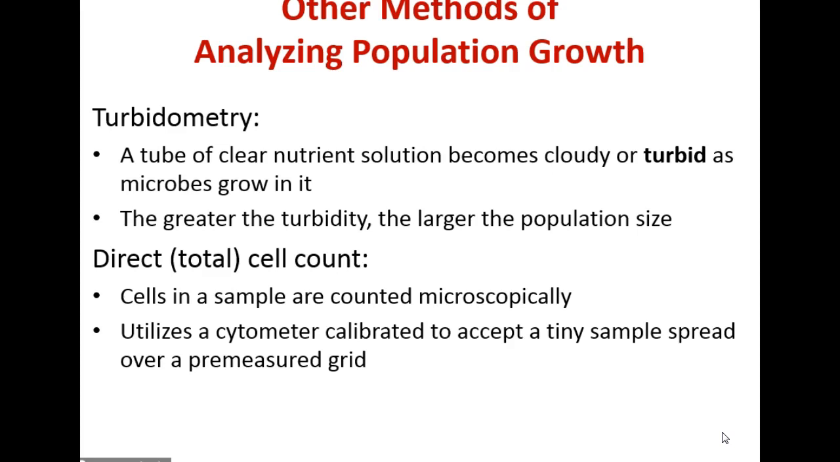So turbidometry, all of that to say, a tube of clear nutrient solution becomes cloudy or turbid as microbes grow in it. That's how you will tell if any microbes grew. The greater the turbidity, the larger the population size. Then there's direct total cell count. Cells in a sample are counted microscopically. It utilizes a cytometer, calibrated to accept a tiny sample spread over a pre-measured grid.